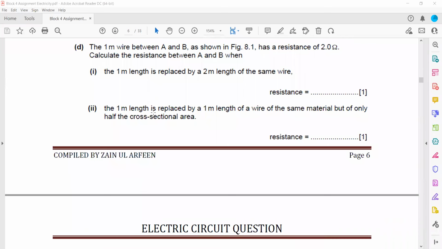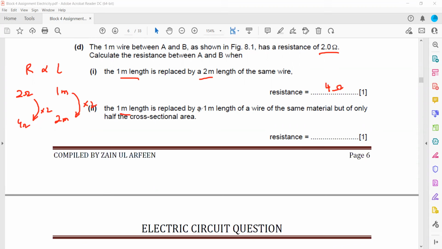Then a 1 meter wire between A and B has a resistance of 2 ohm. Calculate the resistance between A and B when the 1 meter is replaced by 2 meter. We know resistance and length are directly proportional. If 1 meter has a resistance of 2 ohm, now we have 2 meters, so the length is double. If the length is double, the resistance will also be double. So 2 meter will have a resistance of 4 ohm.